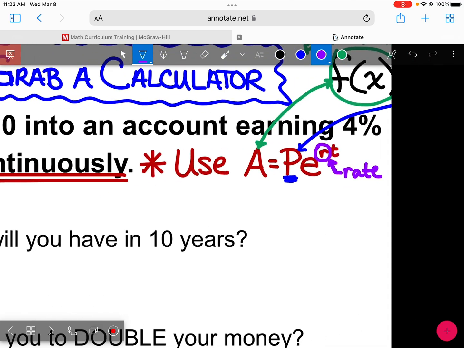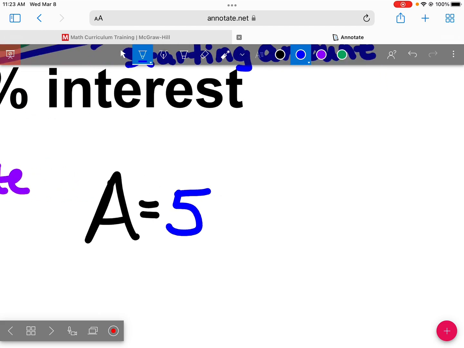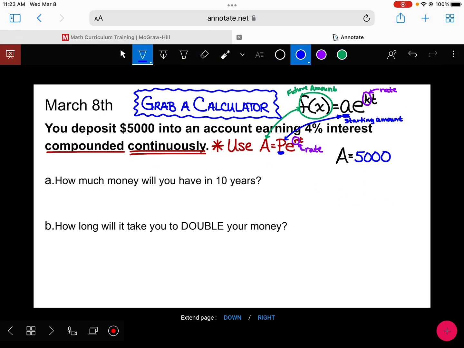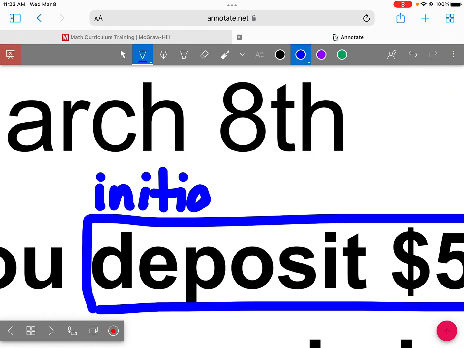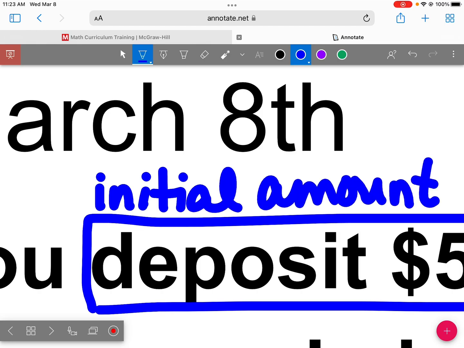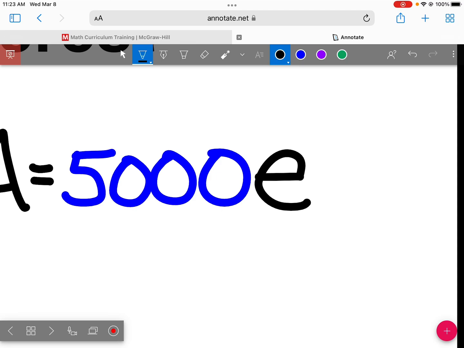Before we even get to part A, I want to fill in what we know. So only looking at the stuff that's in bold here, nothing else. Do we have a future amount, something that's off in the future here? No. So I'm going to leave that capital A. Do we have a starting amount that's given here? Yes, what is it? 5,000. That is our initial or starting amount. What do we put in the place of E? E is a number, so we just leave it as E.